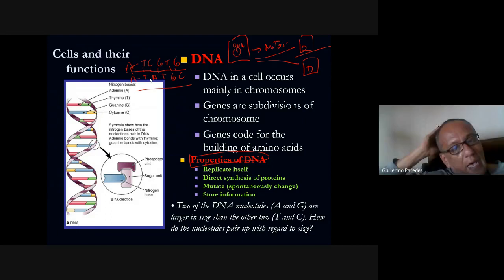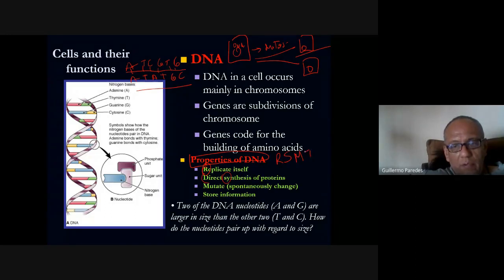And it's going to store information, storage of information. The storage is the genetic passing of characteristics from mother to kids, to offspring. So they are going to store information that is going to pass from one generation to another. So the properties of the DNA, please open eyes, open ears, are replication, synthesis, mutation, and storage of information. Okay? So those are the four functions that you need to remember for the DNA.